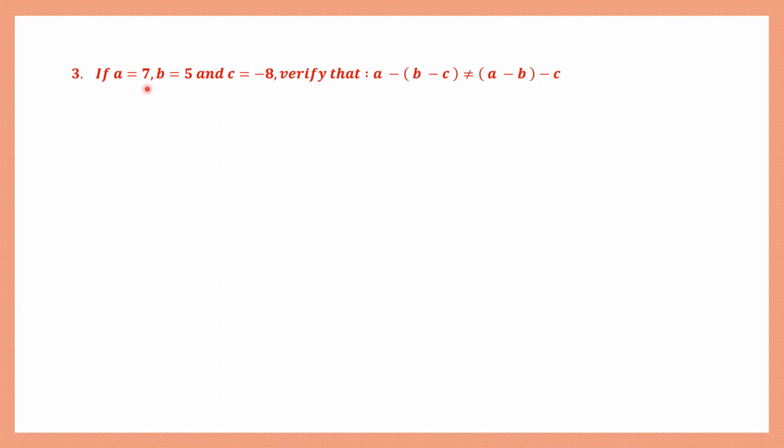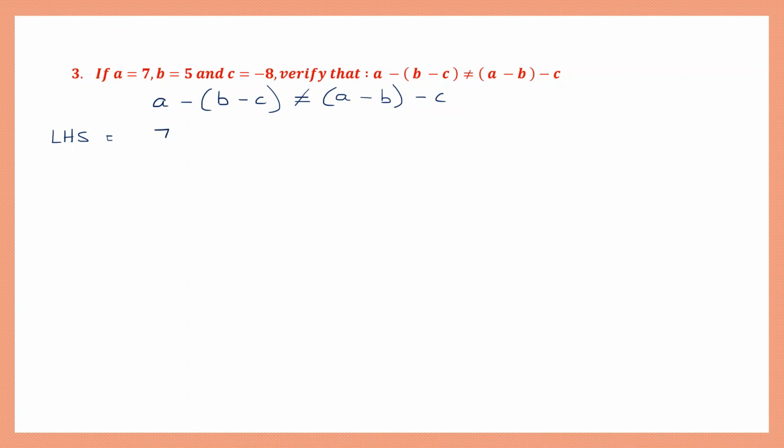Question 3, if A is equal to 7, B is equal to 5 and C is equal to minus 8, verify that A minus (B minus C) is not equal to (A minus B) minus C. So we're going to work this out. So let's write down that question. A minus (B minus C) is not equal to (A minus B) minus C. So let's start with the left hand side. On the left hand side, we have A minus (B minus C). Let's substitute for these variables.